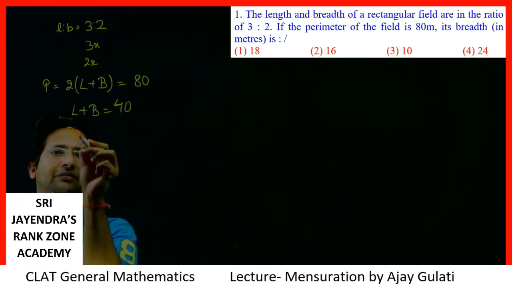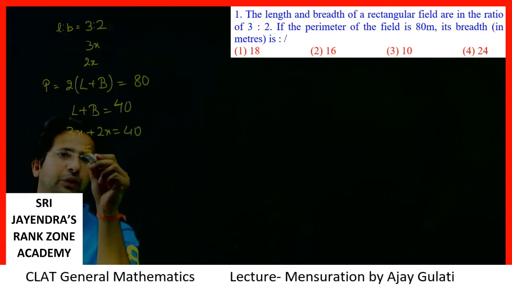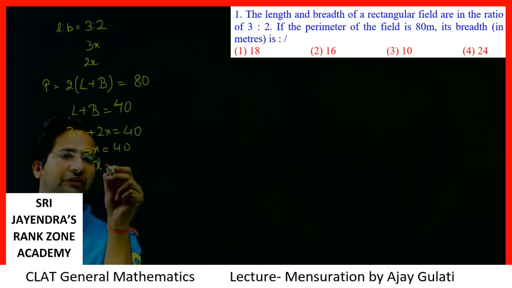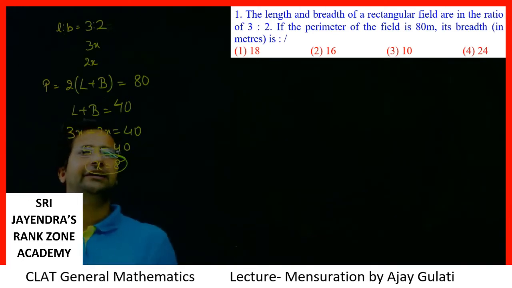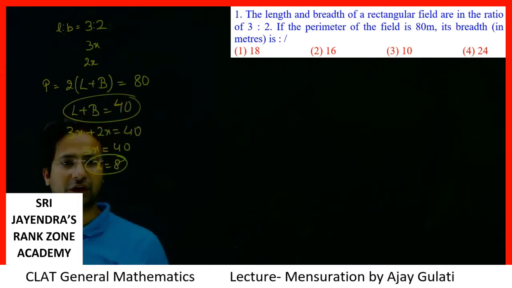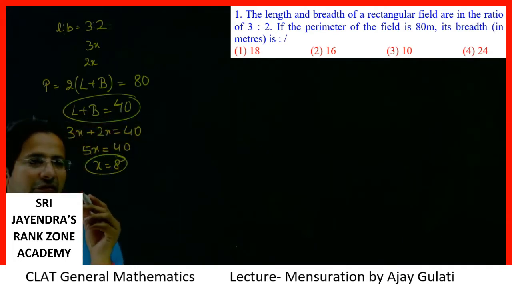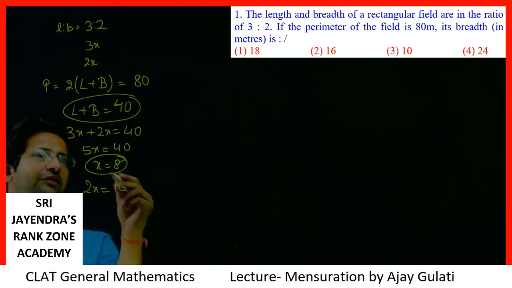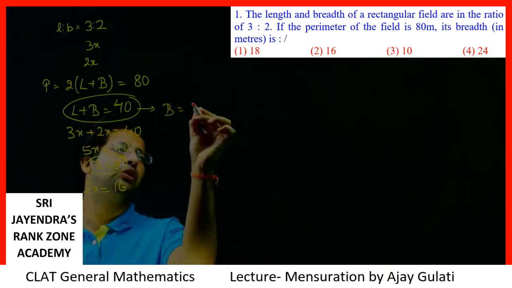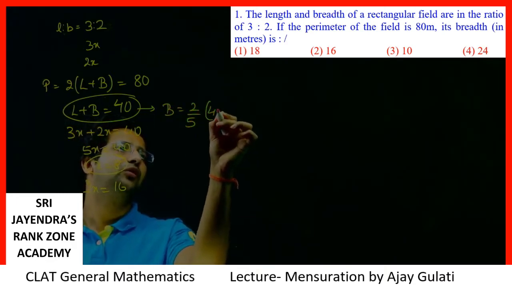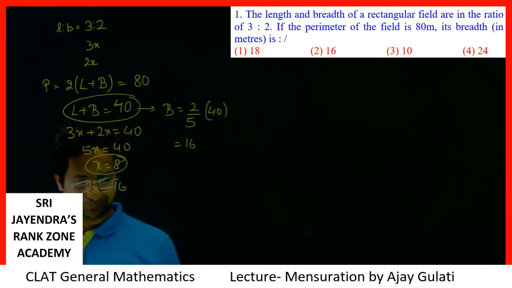What is L? 3x. B is what? 2x. So 3x plus 2x is equal to 40. 5x is equal to 40. So x is equal to 8. This is the answer. Students, you would have directly done it. The moment you figure out that L plus B is equal to 40, its breadth is 2x, so 2x is equal to 16. The moment you figure out this, what you will do? You will say breadth is equal to 2 out of 5 parts of 40, that is equal to 16. I hope it makes sense. It is clear to all of you.